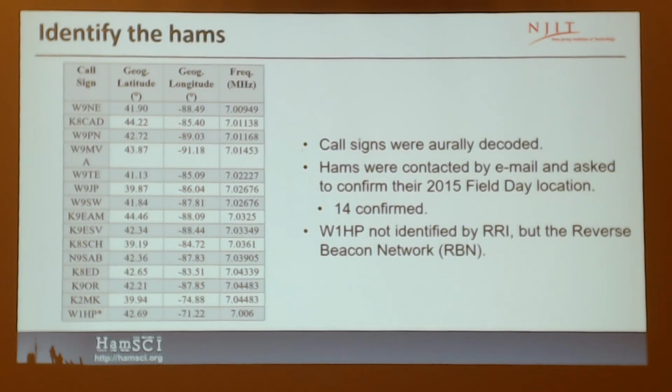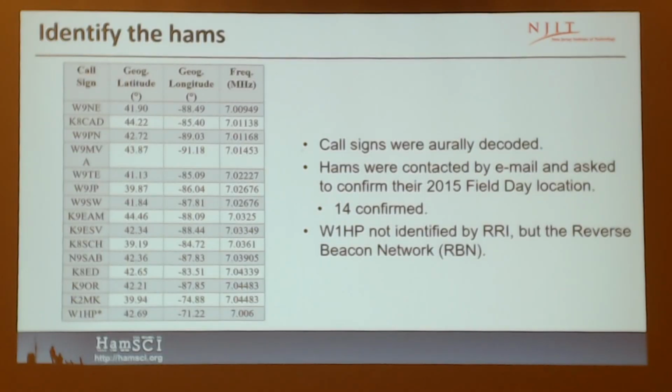So what I had to do is email these folks and say, hi, we heard you with a satellite. Where were you on that night? You weren't at home. Give us your latitude and longitude. And in perfect ham radio fashion, I was getting these lats and longs down to about 7 decimals. I said, yeah, two is fine for me, okay. So that's what we found. We confirmed 14 of these, which was great.